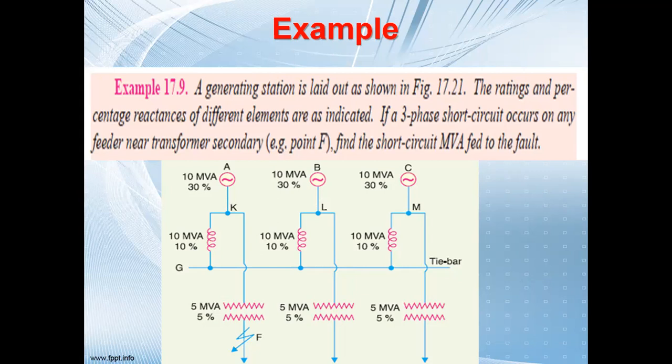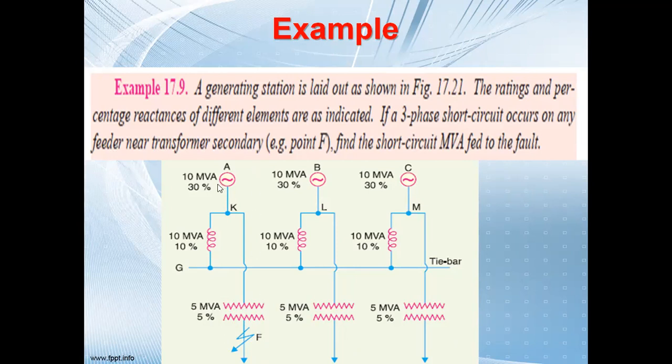So this is a similar kind of problem to what we have done, but the fault occurs on any feeder near the transformer secondary. So this is your transformer primary, and this is your transformer secondary. So the fault occurs on any of these. You can consider here, here, or here. So any of these, there is a fault on the transformer secondary. Now you need to calculate what should be the short circuit MVA for this particular type of fault.